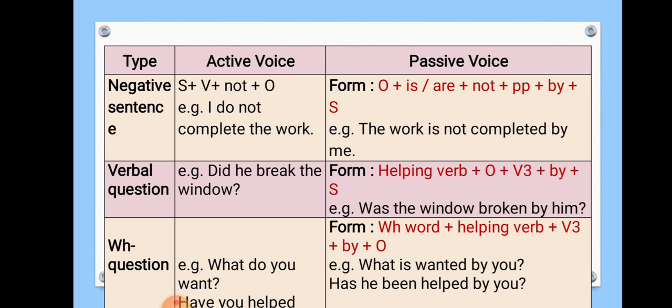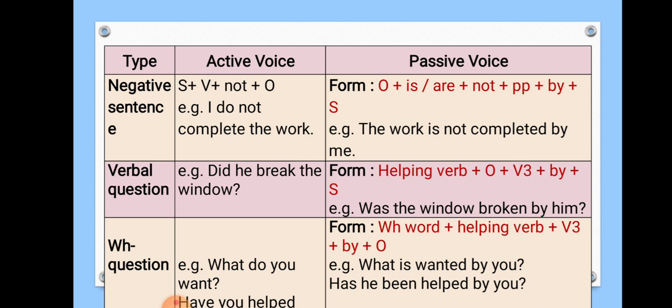In negative sentence, what will be the format? Active voice: I do not complete the work. So passive voice: object plus is or are plus not plus past participle plus by plus subject. The work is not completed by me. Verbal question. Did he break the window? Was the window broken by him?